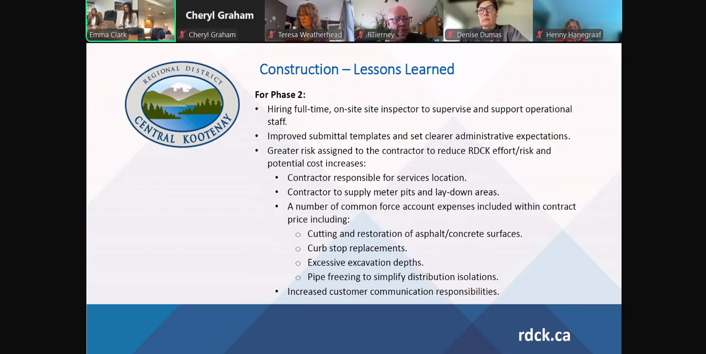I'm just sort of repeating myself here, but those are the lessons learned from construction, primarily putting a little bit more onus on the contractor to include in his pricing the restoration work, and then hiring a full-time on-site inspector.